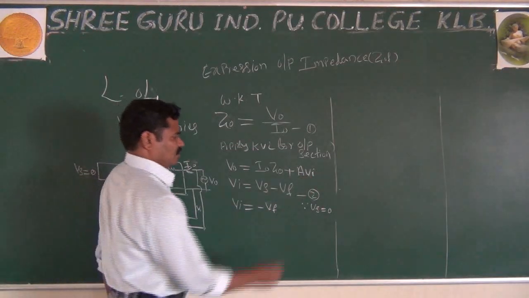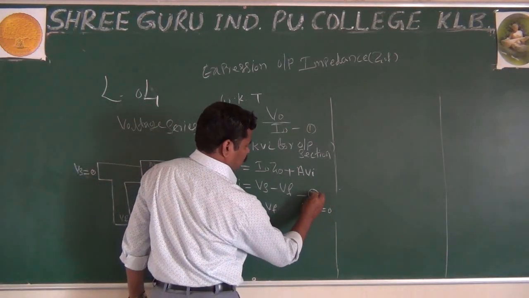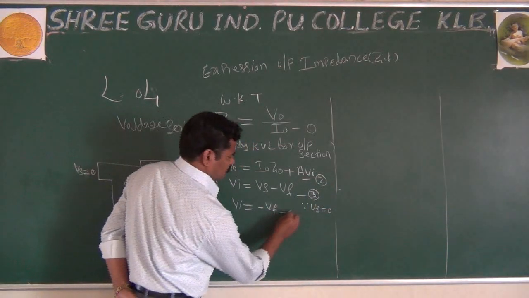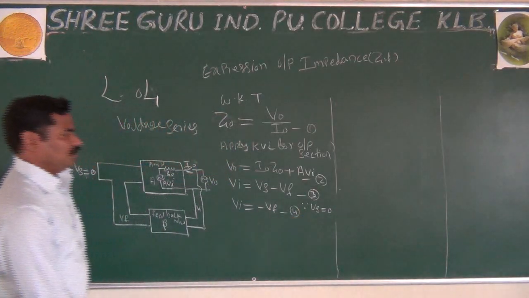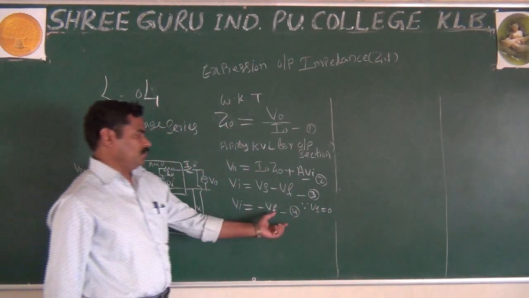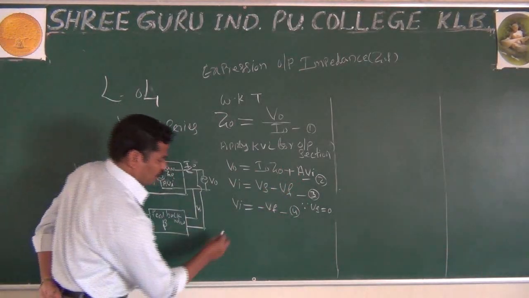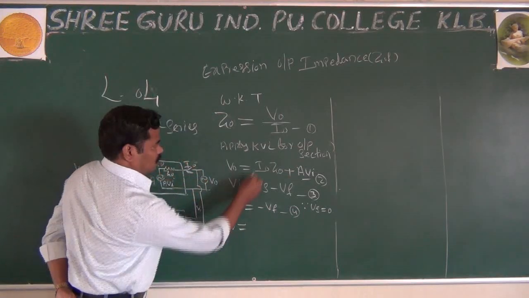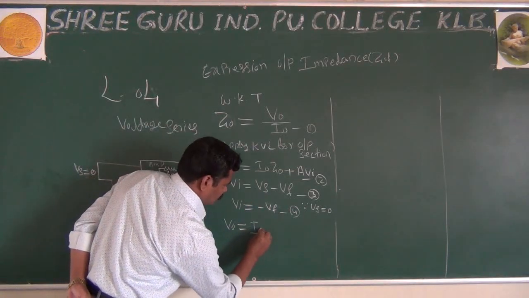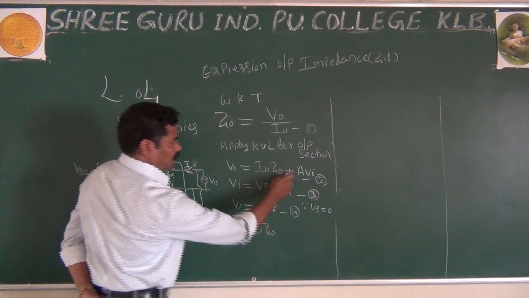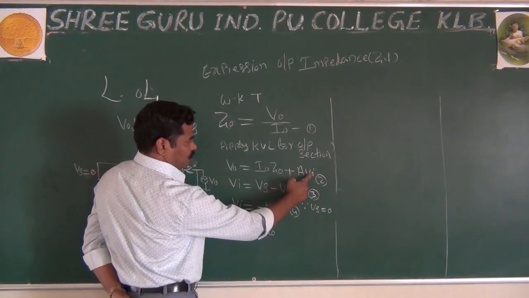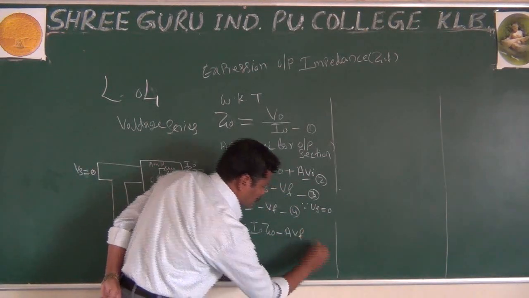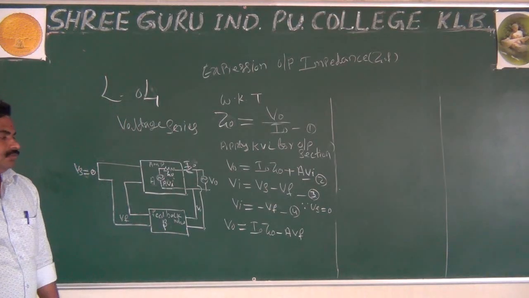This will be your equation 4. Substitute equation 4 in equation 2. You can write Vo equal to Io into Zo plus A, in place of Vi substitute minus Vf, so minus A into Vf. Right. Any doubts?